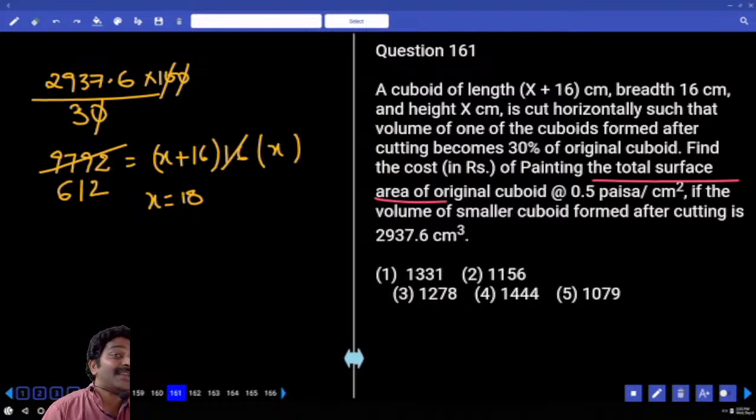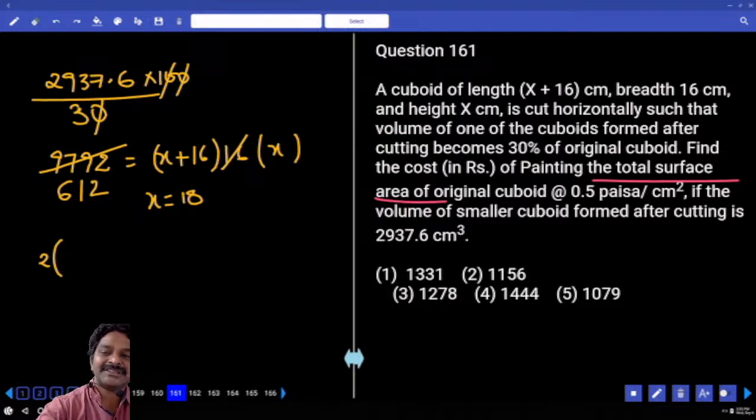Total surface area of the cuboid, right? Top, bottom, left, right, front, back, correct? This is BH, this is LH, this is L into B. Like that we have 2 times. So I'll write it as 2 times of LB, BH, LH.